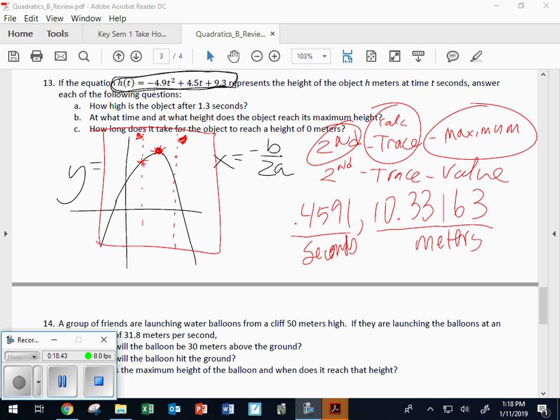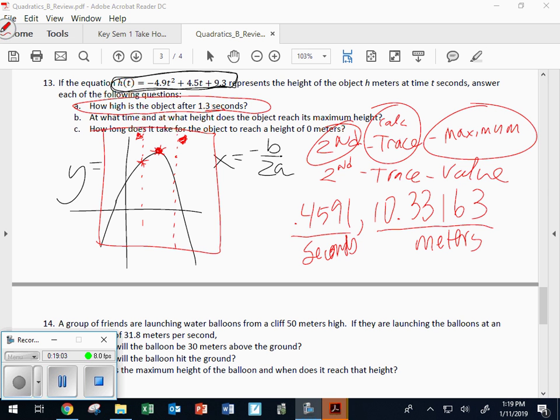Okay? Let's see that in the context of this question. Look at this first question. How high is the object after 1.3 seconds? You just type in 1.3, you hit enter, boom, you got the answer. All right, now some of you are going to think that's cool. Some of you are going to think, I never want to do that again. That's fine. You don't have to.